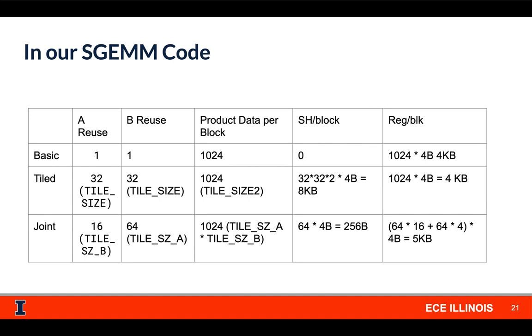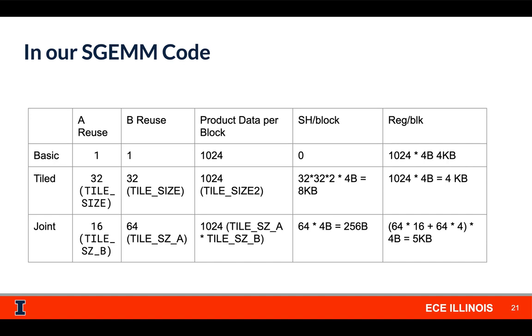So the same is true in the tiled matrix multiplication, except now we get to reuse each of the loads from global memory, tile size times. So if they have 32 by 32 tiles, we get some reuse, so we reduce the amount of accesses from global memory to produce the same product data. But we have some additional shared memory costs now because we have to store a tile of each matrix in shared memory.